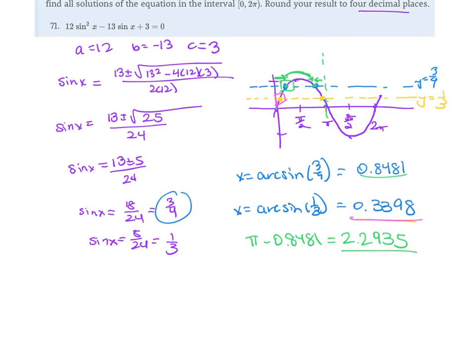The same is true for this point here, right? So this point right here is 0.3398. That's our x value. So we have to subtract that 0.3398 from pi because it's to the left of the pi. It's symmetrical. So this is going to be pi minus 0.3398, which gives me 2.8018. And so those are my solutions. So it's 0.8481, 0.3398, 2.2935, and 2.8018.